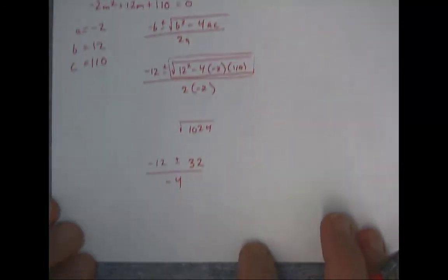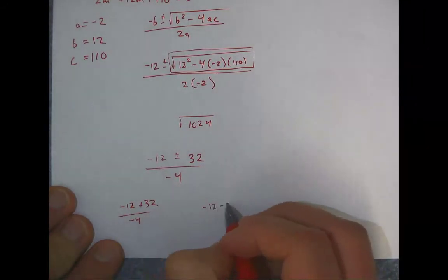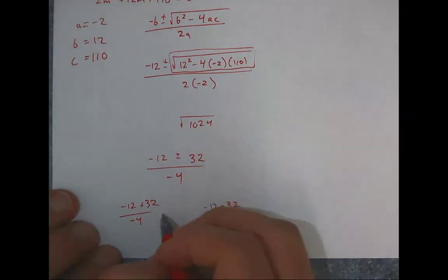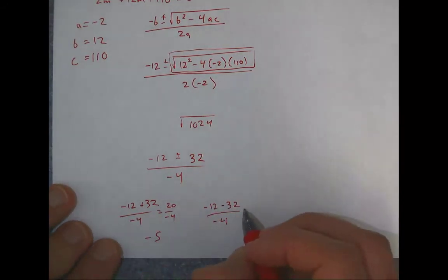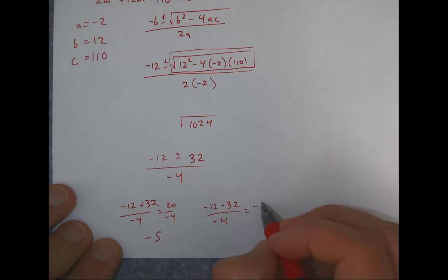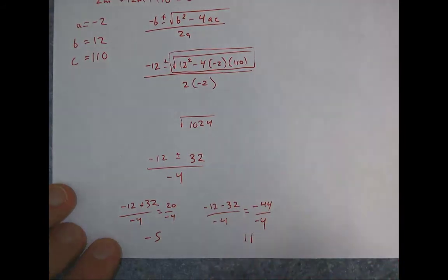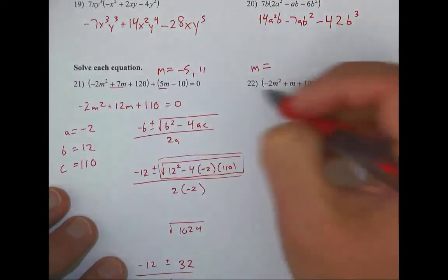Split this into two pieces now. Negative 12 plus 32 over negative 4. Negative 12 minus 32 over negative 4. So this is 20 over negative 4, which is negative 5. And this is negative 44 over negative 4, and that's positive 11. So my answer is negative 5 and positive 11.